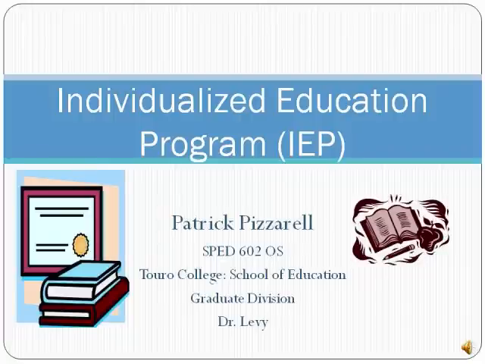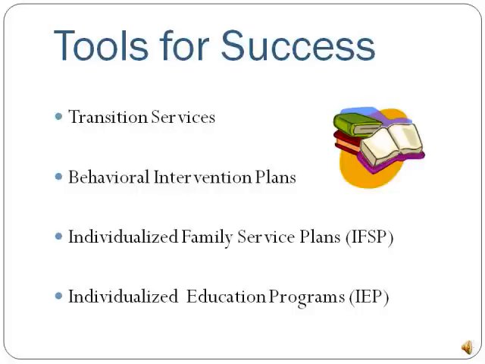Individualized Education Program. Four tools serve to coordinate and document the individualized education provided to students with disabilities. The tools that guarantee an appropriate education to those with disabilities are transition services, behavioral intervention plans, individualized family service plans, and individualized education programs. Transition services is a component of the IEPs for students older than 16 to assist students moving to adulthood. Behavioral intervention plans are functional assessments and procedures to prevent and intervene for behavioral infractions.